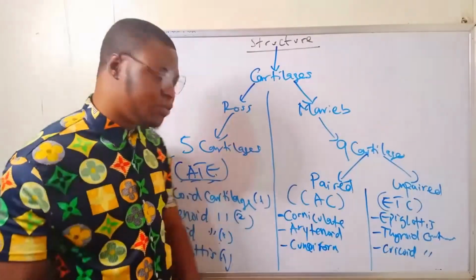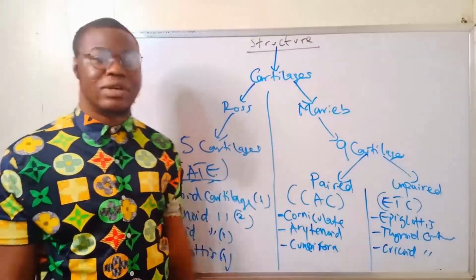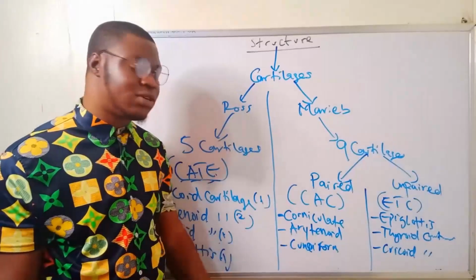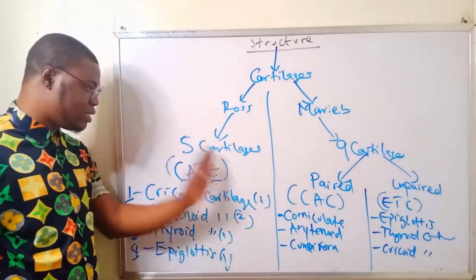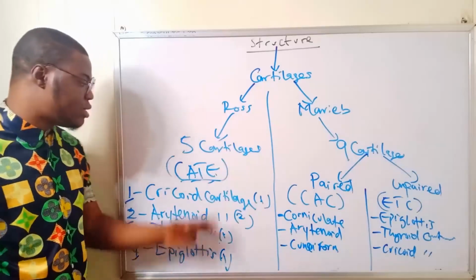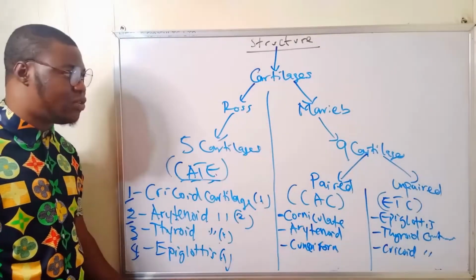So these are the cartilage of the what? Of the larynx, according to what? According to Merriam. If you want to discuss this in an examination condition, I think the best thing I would advise you to use is these 5 cartilage of the larynx. So let's talk about 5 cartilage of the larynx, one after the other.